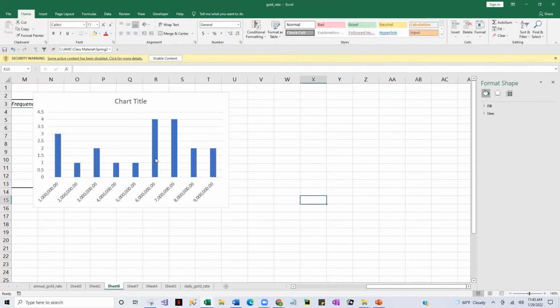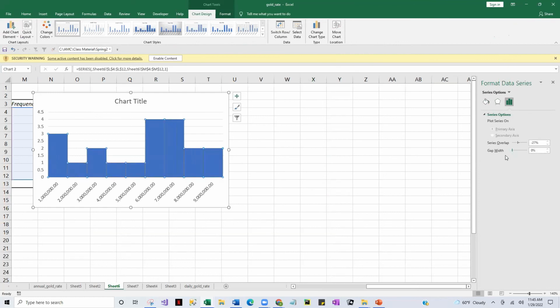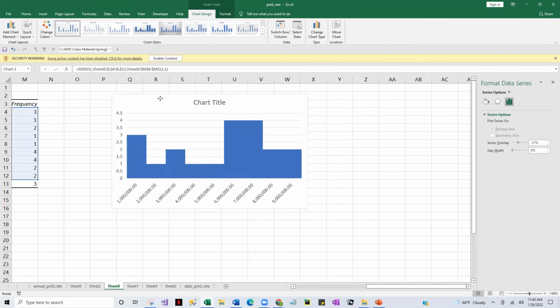So I need to click this bar and I will see this icon. And what I'm going to do is I'm going to say, I don't want any gap. So this is your histogram.